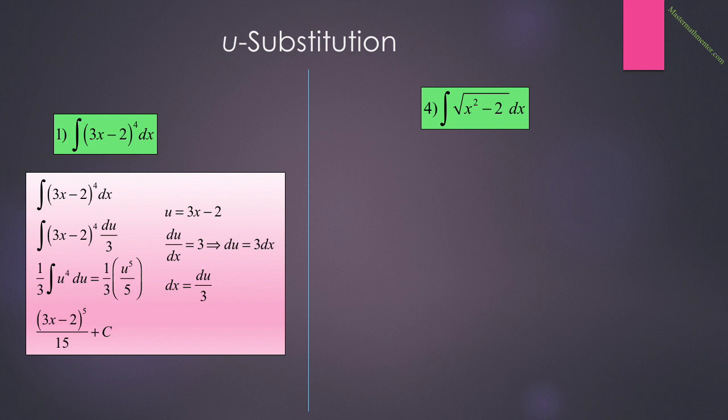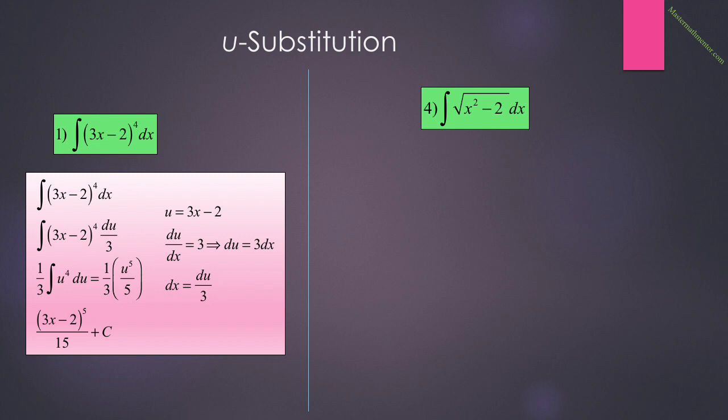First, number 1, the integral of 3x minus 2 quantity to the 4th dx. We started it with u equal to 3x minus 2, du dx is equal to 3, and therefore du is equal to 3 dx. Our school of thought was that we needed 3 dx in the problem, so we multiplied by 3 on the inside and multiplied by 1/3 on the outside.